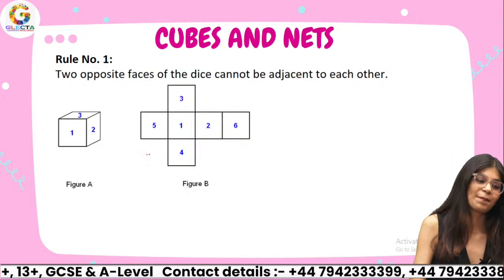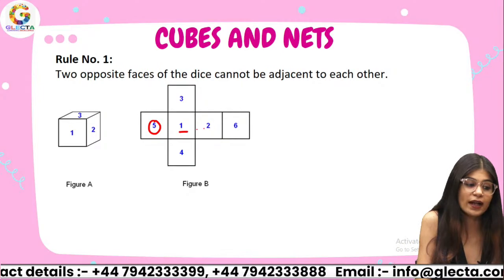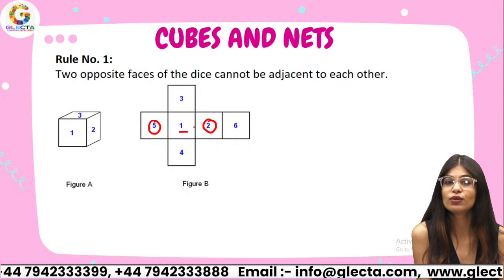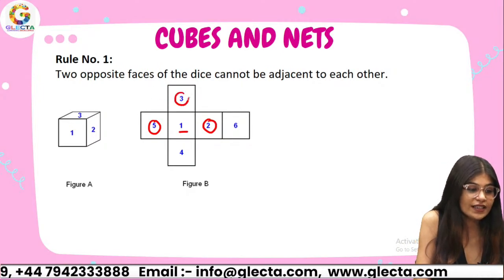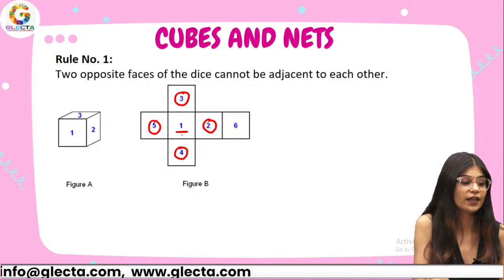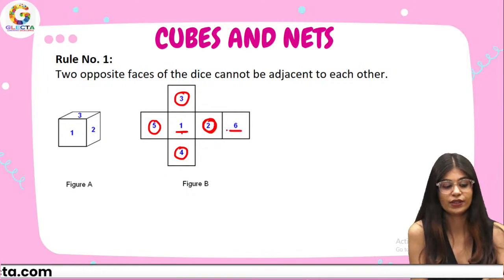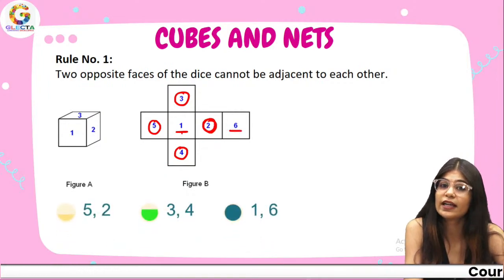So, like I said, leave 1 in the middle. If 5 is there, leave 1; 2 should be opposite to 5. If 3 is there, leave 1 in the middle; 4 should be opposite to 3. Then if 1 is there, leave 2 in the middle, and 6 is the opposite. So these are the right pairs.